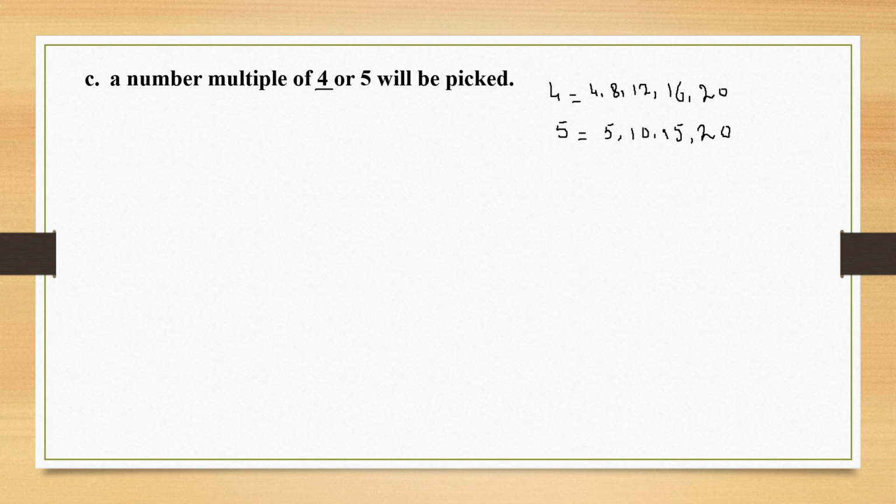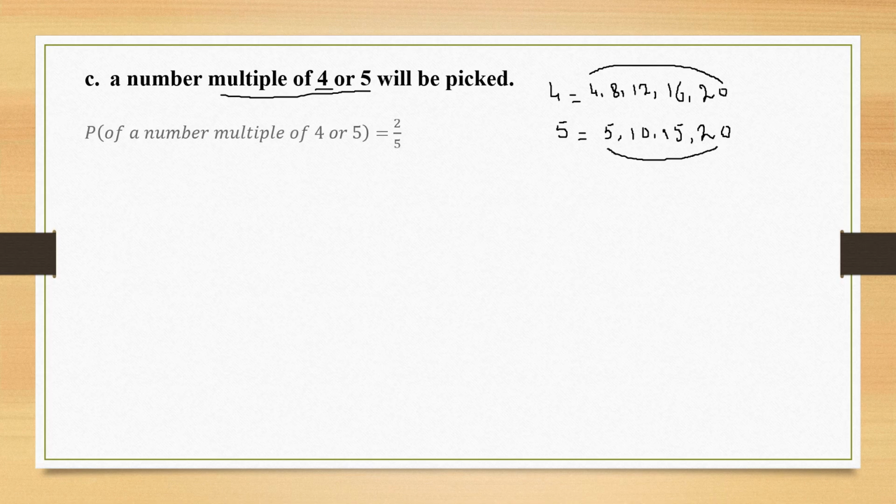Okay, my dear student, so what will be the probability that a number which is a multiple of 4 or 5 will be picked? Here we have 5 numbers, and here we have 4 numbers. So the probability of a multiple of 4: we have 5 numbers, 5 by 20. When we have the sign "or", we have to write the plus sign, and the probability of a multiple of 5: we have 4 numbers, 4 by 20. Okay, and then we will see the common one.